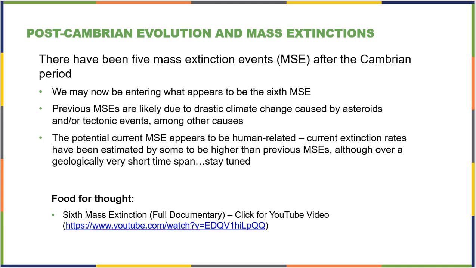There have been 5 mass extinction events that we currently know. There are quite a few scientists who believe that we are currently in a 6th mass extinction event, and it seems to be human-related or human-caused. It depends on the terminology that makes you most personally comfortable.